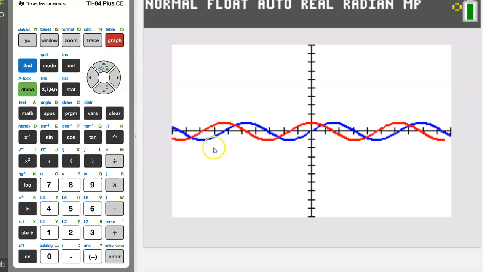Okay, so you see that they don't match. That's how you know that you don't have an identity.